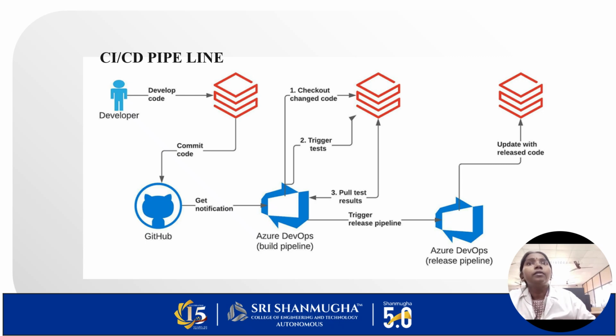So here check out the changes in the code, whether it is right, whether any corrections are present, we have to check the code, and trigger tests, pull tests, and trigger releases. And parallelly Azure DevOps is mainly used for the cloud services. And finally release the code and execute automatically.